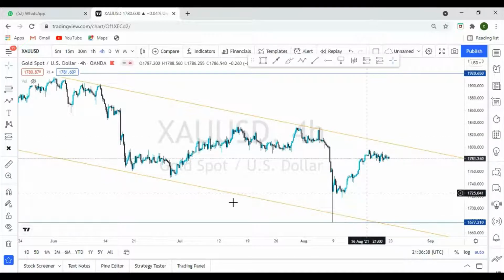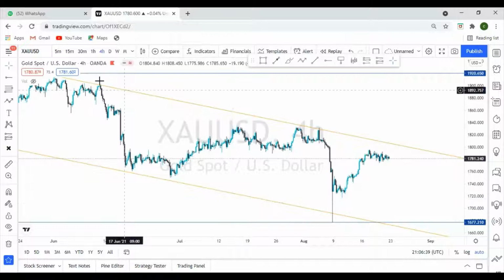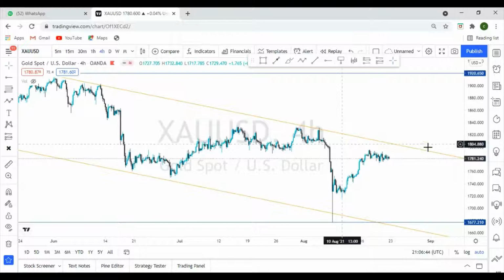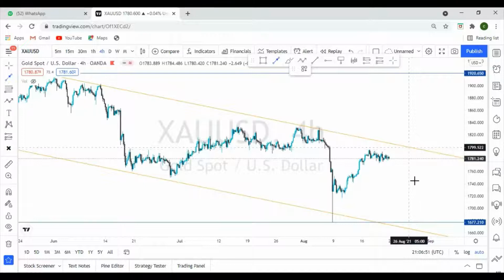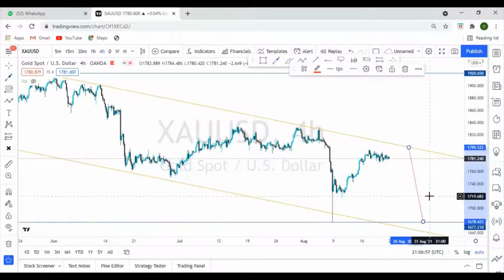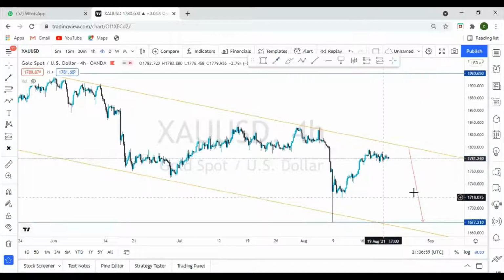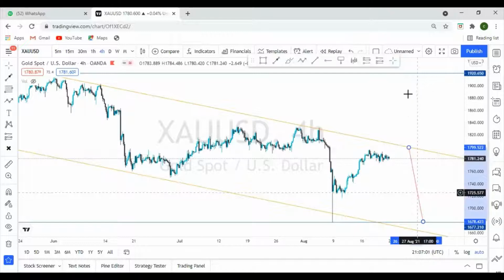So right now on our upper trend line, we had a first touch, second touch, and I'm looking for gold to give me a third touch, so I can take this as a clear sell. This is what I'm looking for this coming week. I'm looking for a clear sell on gold. So let's just erase this so that I can show you clear direction of this.